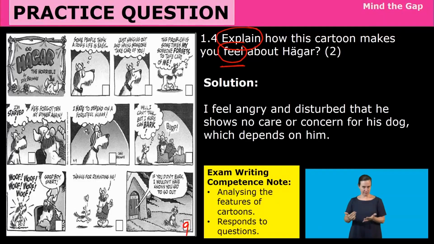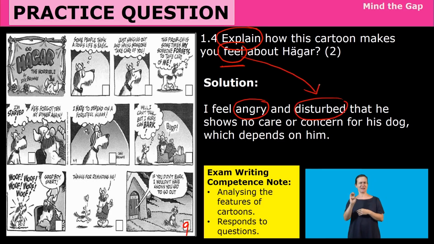So remember, we're looking at feeling words. It's how do you feel? All right, the person reading, the target audience, how are you feeling about this cartoon? So let's look at our response. The solution says, I feel angry, because remember, you as the reader, you need to respond about how you feel. So you feel angry and you feel disappointed. So there you can look out for your feeling words, angry and disturbed. Remember, the question wanted you to link feeling words. So there's your feeling words, angry and disturbed.